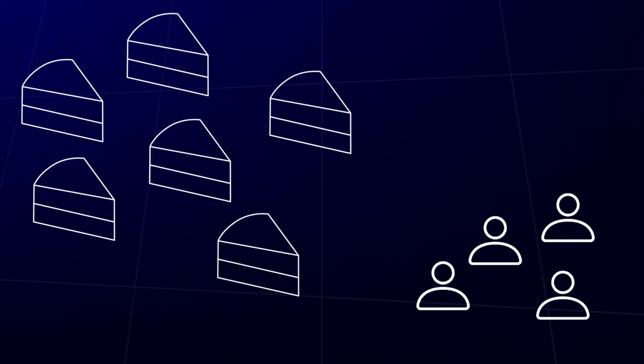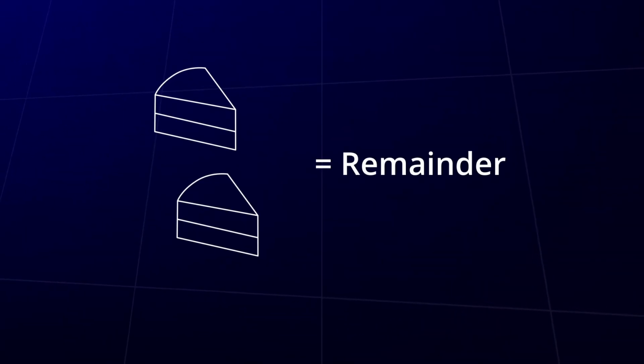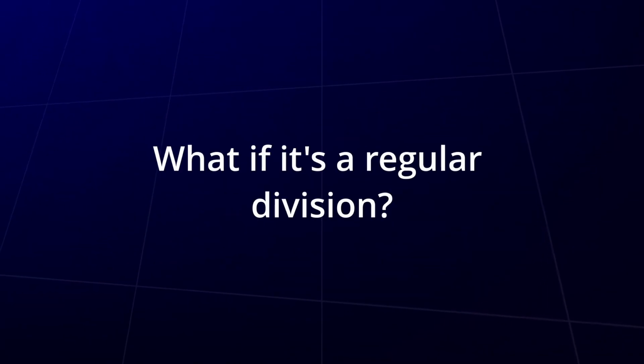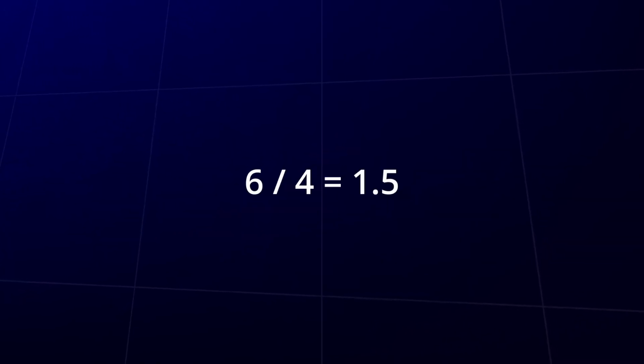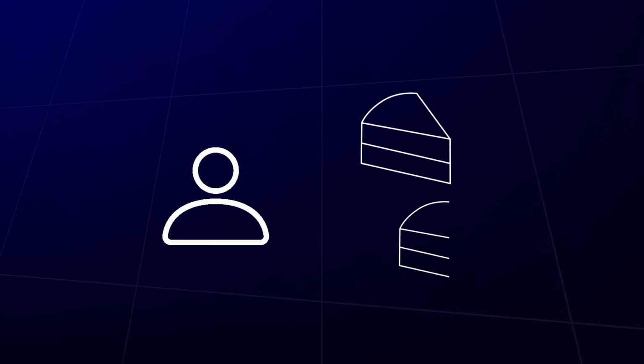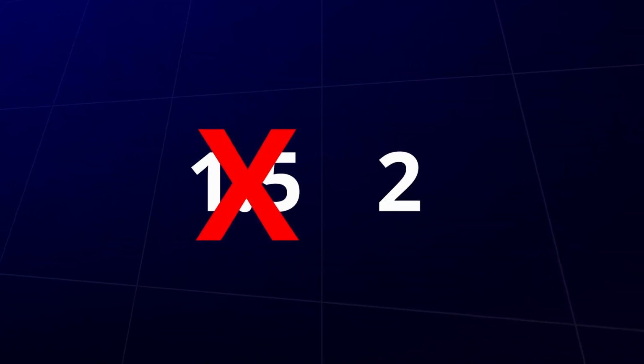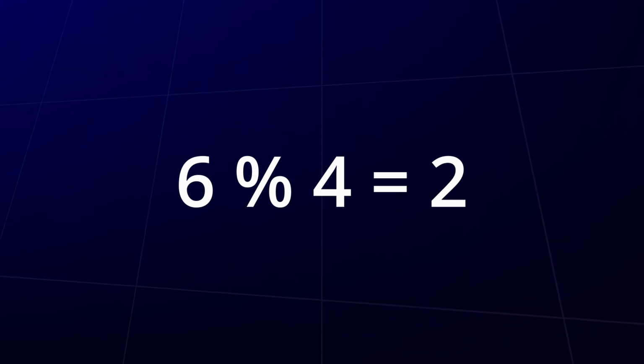If you divide the cake among the 4 guests, each one will get 1 slice, and you'll have 2 slices left over. Those 2 leftover slices represent the remainder in mathematical terms. In regular division, if we divide 6 by 4, the answer is 1.5, since each guest will get 1.5 slices if we cut the leftovers into smaller pieces. But modulo is different. Instead of giving us fractions, it just gives us the whole number remainder. In this case, 6 modulo 4 equals 2, the remainder.